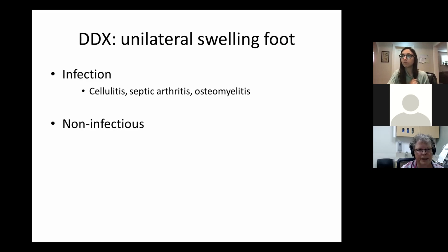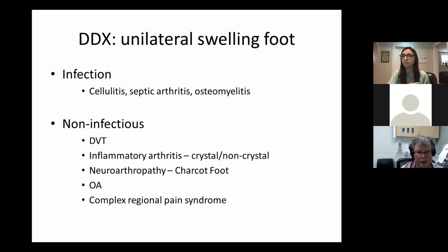Infection could be cellulitis, septic arthritis, osteomyelitis. Non-infection causes can be a DVT, which we would use our vascular colleagues, the vascular lab, to do a Doppler to look for a DVT. Inflammatory arthropathy, so you think about the crystal or non-crystal. Neuroarthropathy, such as the dreaded Charcot foot. OA can show up as unilateral redness and swelling if they overdid it. And complex regional pain syndrome can also present that way.